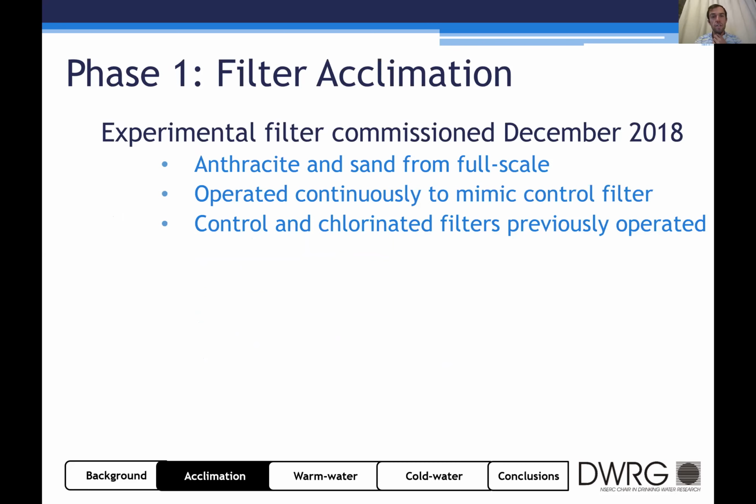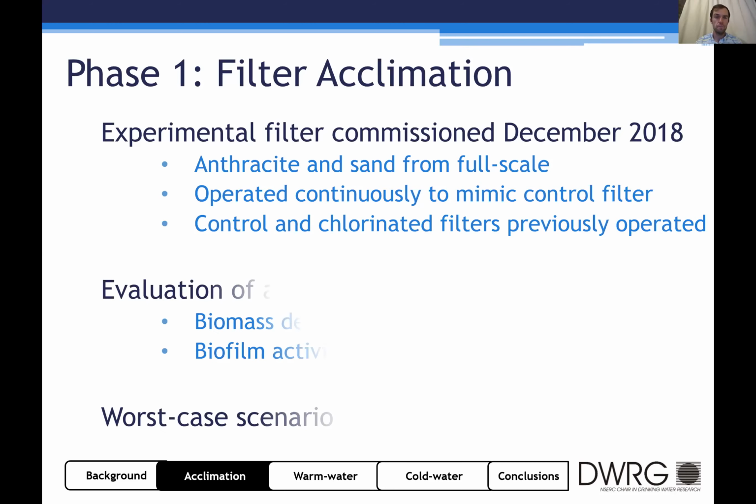Phase 1 of this project, we wanted to look at filter acclimation and how biomass developed following the elimination of pre-chlorination. So the experimental filter was commissioned in December 2018. Anthracite and sand was harvested from the full-scale filter, and this filter was operated continuously to mimic and hopefully reproduce the results we see in the control filter. The control and chlorinated filters, as I had mentioned, had been in operation for a number of years prior to this study and were assumed to be acclimated to the biological conditions which we could expect.